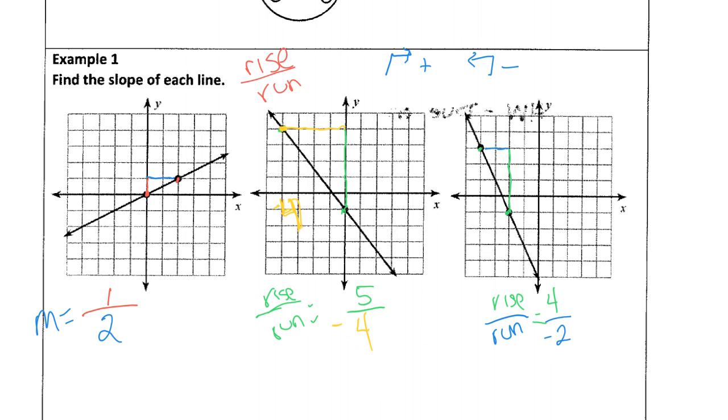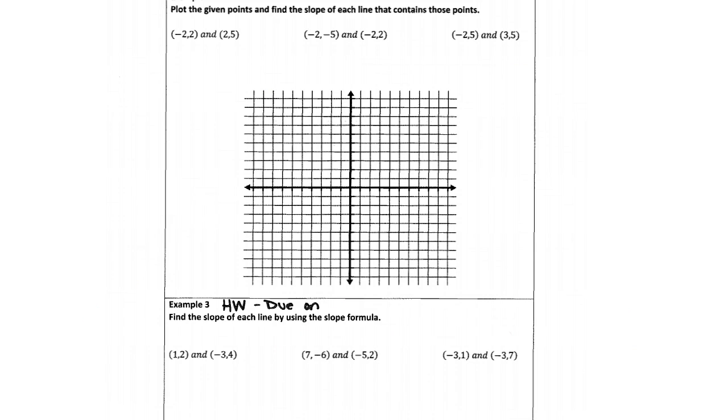So hopefully you got 4 over -2, but I want to remind you that you could simplify this. What is 4 divided by 2? It's -2 over 1. So we want to simplify our slope as much as possible. All right, let's go to the next page.